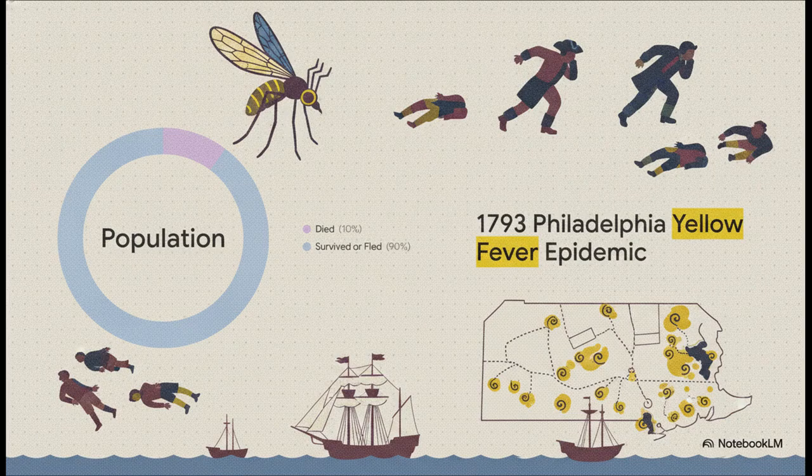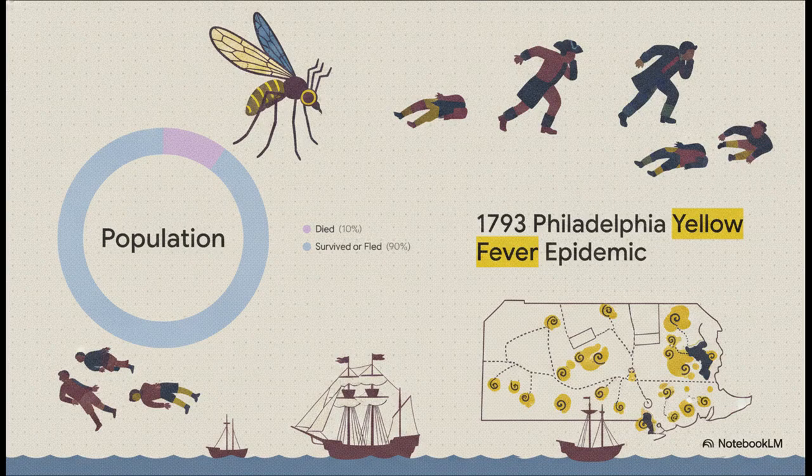And then there was yellow fever, the so-called stranger's disease, brought up from the West Indies. When it struck, the symptoms were brutal, vomiting black material, severe jaundice, killing victims in just days. The panic was absolute. During the 1793 Philadelphia epidemic, this disease wiped out an estimated 10% of the entire city's population in a single summer.